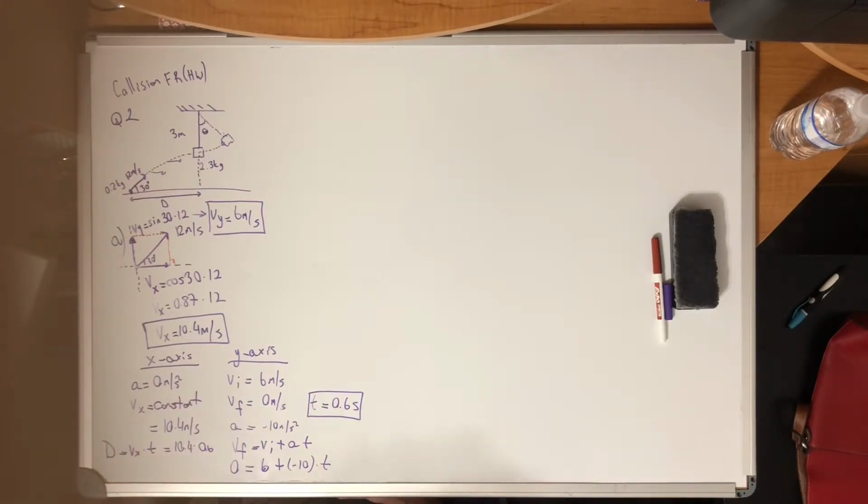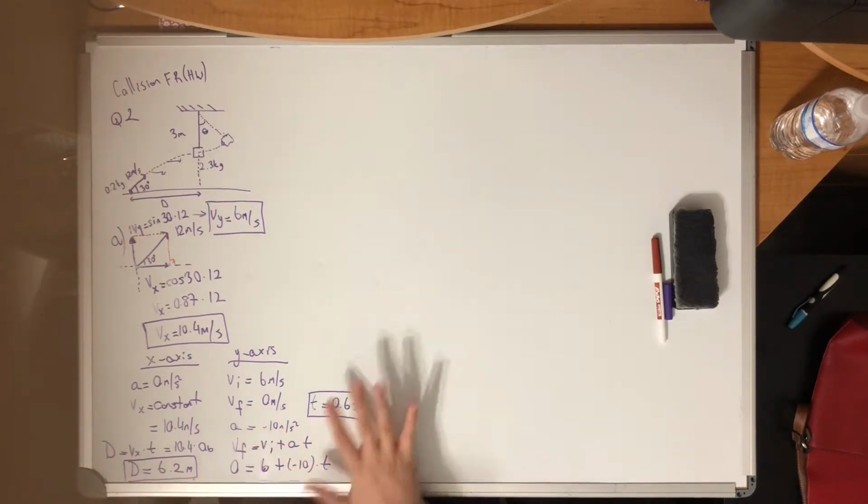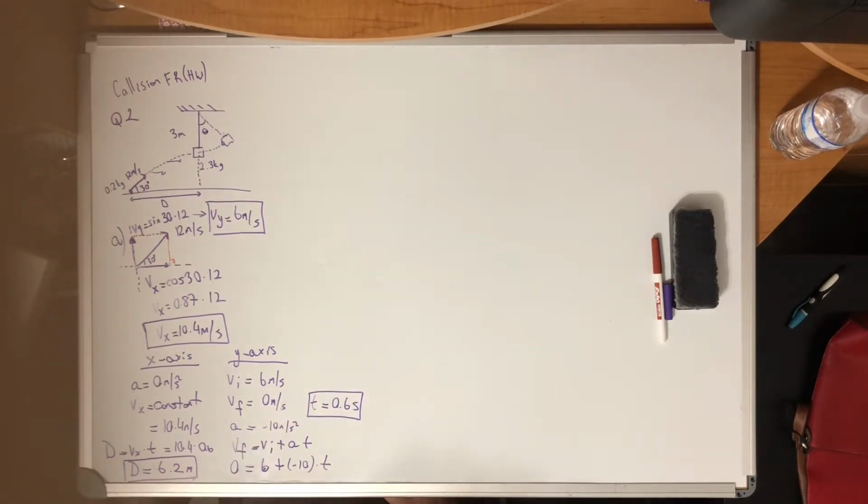0.6. And once you do this, you will find that your distance is equal to 6.2 meters. Just meters. So again, that's about projectile motion. You need to know what's happening on the y, what's happening on the x. Then you will be able to find the distance. Then in the next part, what they ask for is the speed of the block immediately after the collision.